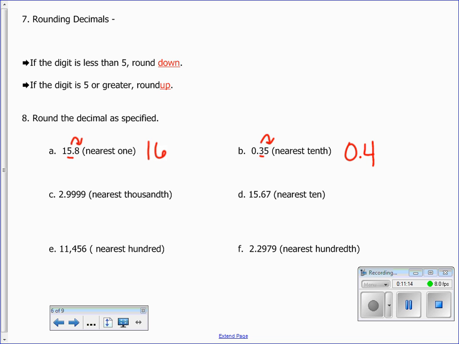C, round to the nearest thousandths. Start at your decimal, go tenths, hundredths, thousandths. Look at that 9, and it will round up. But notice that when we add 1 to all of those to round up, it is going to round to 3.